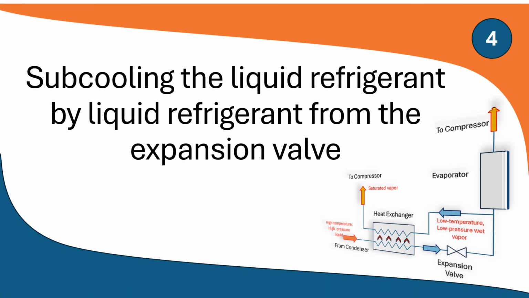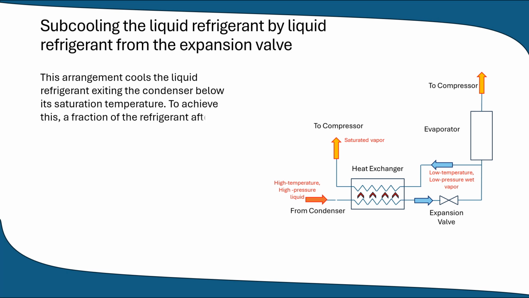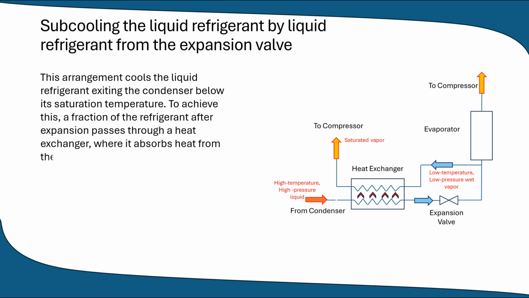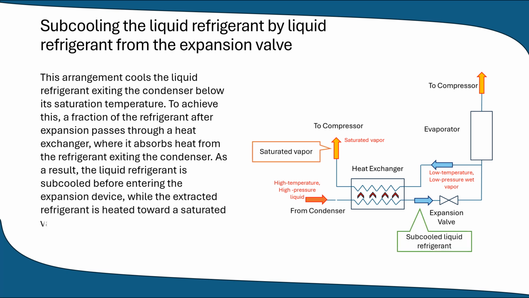Finally, we explore subcooling liquid refrigerant using wet refrigerant extracted after the expansion valve. This arrangement cools the liquid refrigerant exiting the condenser below its saturation temperature. To achieve this, a fraction of the refrigerant after expansion passes through a heat exchanger, where it absorbs heat from the refrigerant exiting the condenser. As a result, the liquid refrigerant is subcooled before entering the expansion device, while the extracted refrigerant is heated toward a saturated vapor state before being directed to the compressor.